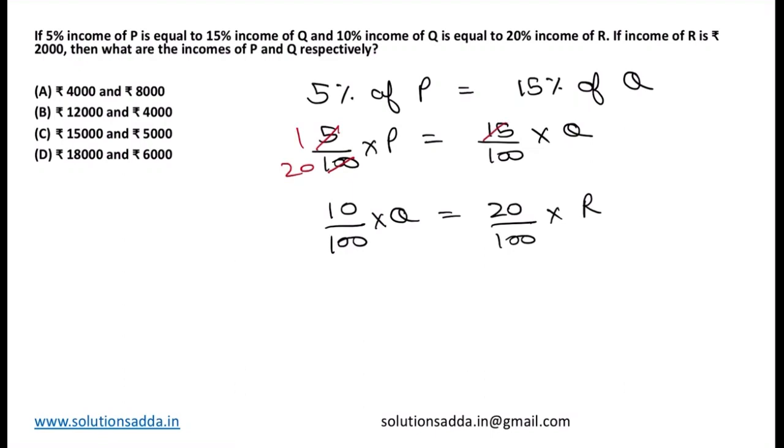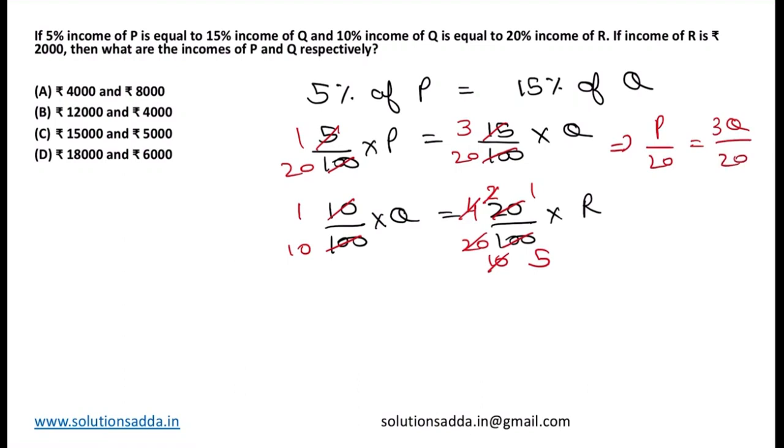1 by 20, 3 by 20, 1 by 10, 4 by 20, that is 2 by 10 or 1 by 5. So the simplified equation becomes P by 20 equals 3Q by 20, or P equals 3 times Q. And from this what we get is Q by 10 equals R by 5.